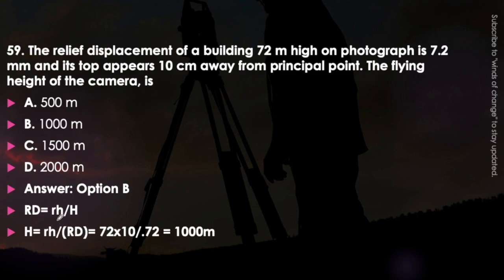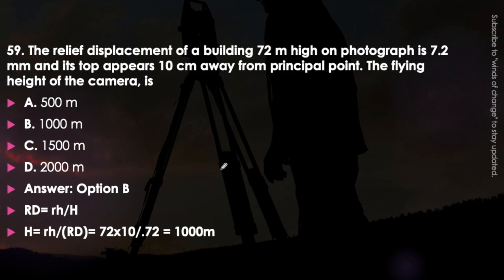So it will be RH upon relief displacement, okay, in which R value will be 10, that is it will be 10 centimeter away from the principal point. The top appears 10 centimeter away from principal point, and this H value will be the height of the building, okay, so it will be 72 meter here, while relief displacement is 0.72, which is given here in mm, so it will be converted into centimeter as 0.72. So it will be 1000 meter will become the H, that is the flying height of the camera.